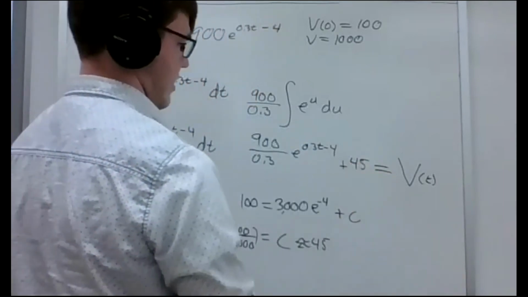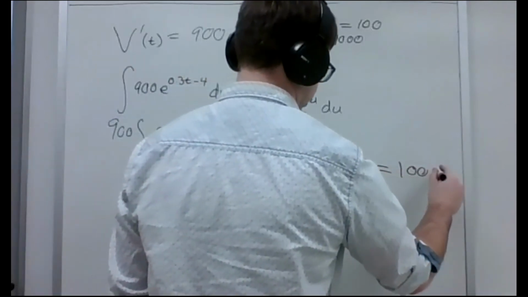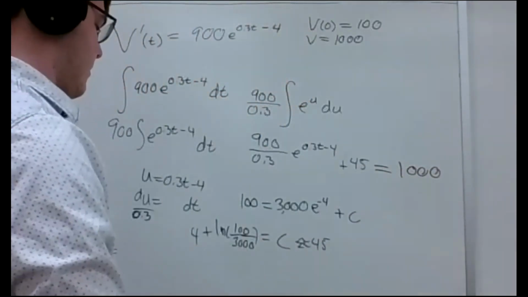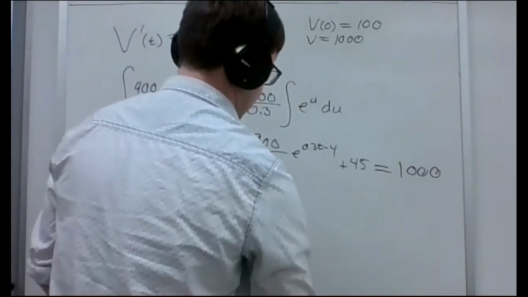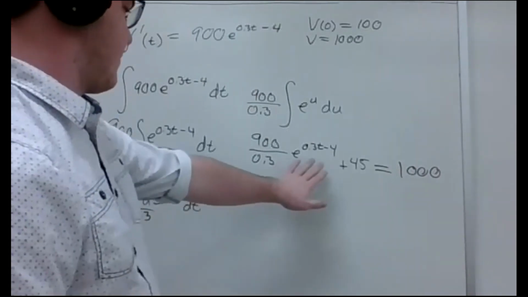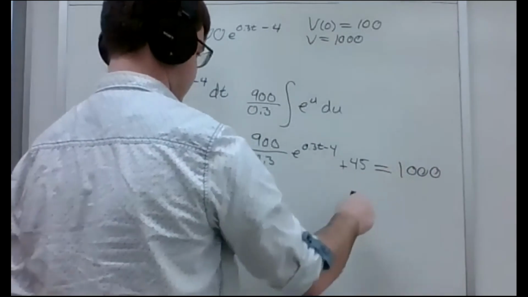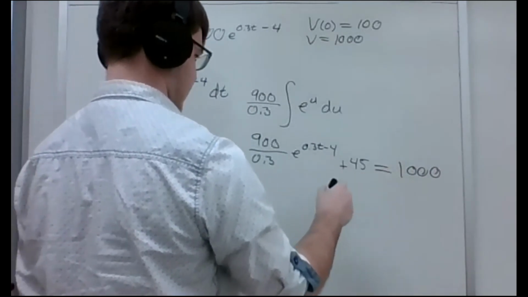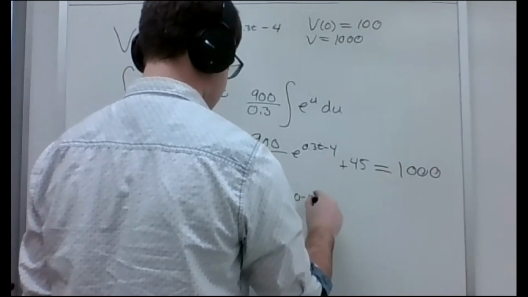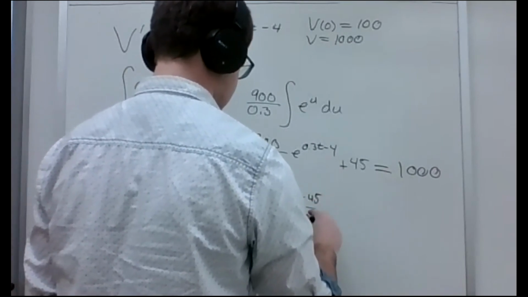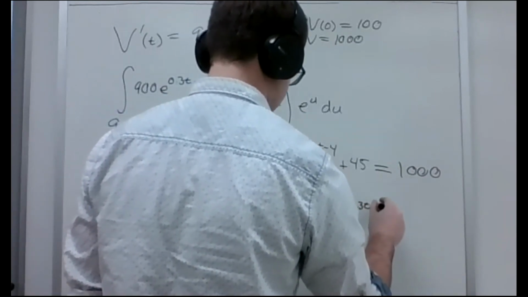And then we're going to say, at what time, or what t, does this equal 1,000? So now that we figured this stuff out, we're going to solve this for our t. So we're going to subtract this 45 over and divide by this 3,000. So we're going to get 1,000 minus 45 over 3,000 equals e to the 0.3t minus 4.